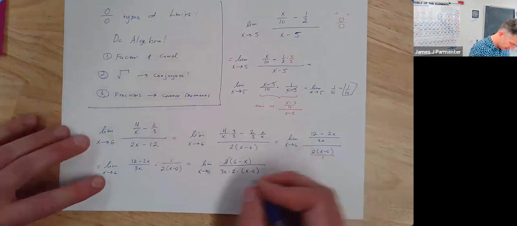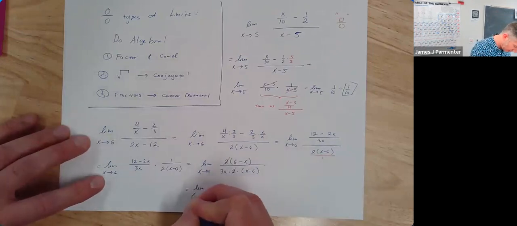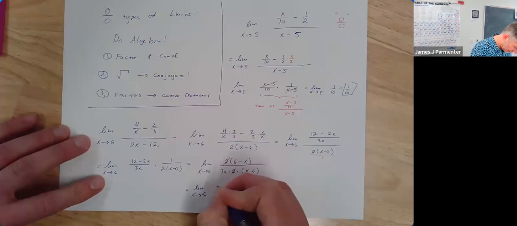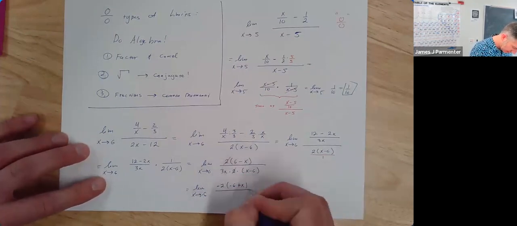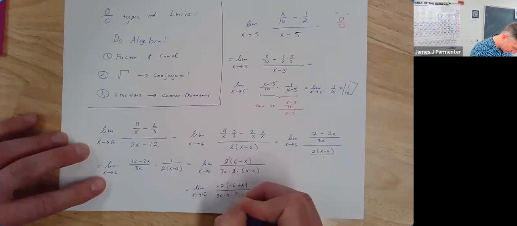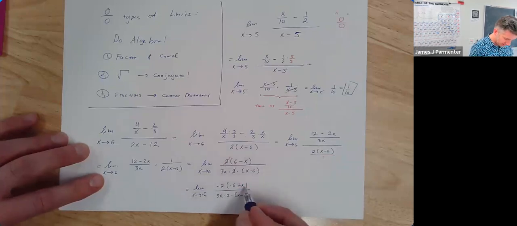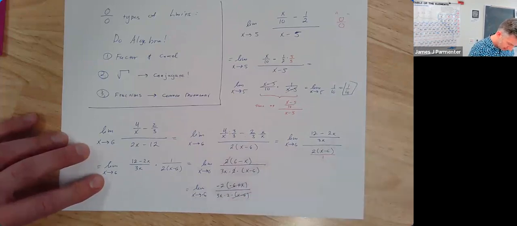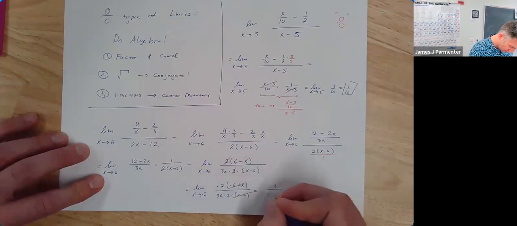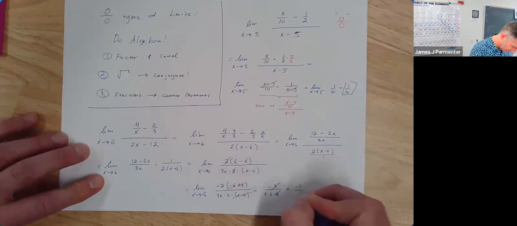If we factored out a -2, we would have had -2 times -6 plus x over 3x times 2 times x minus 6. And then -6 plus x and x minus 6 are actually the same as each other. So those cancel. And you end up with plugging in 6, -2 over 3 times 6 times 2. The 2's cancel and you get -1 over 18.